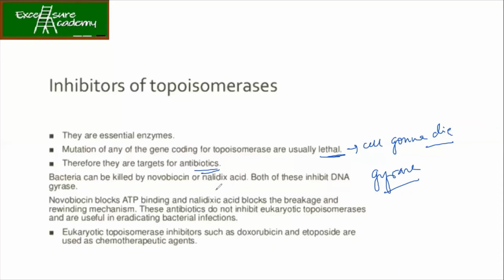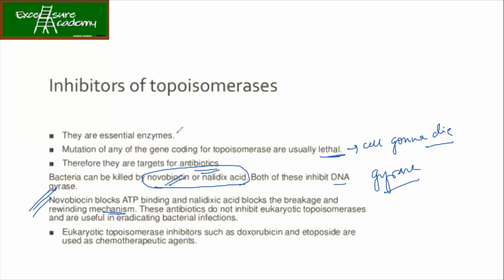Okay. So they can be killed by novobiocin, nalidixic acid, the same thing which we have tabulated in the previous lecture. So they are the inhibitors of the DNA gyrase. So how are they doing it? The mechanism behind the inhibition is novobiocin blocks the ATP binding and nalidixic acid blocks the breakage and rewinding mechanism. Please remember, novobiocin का कैसे तरीका है?